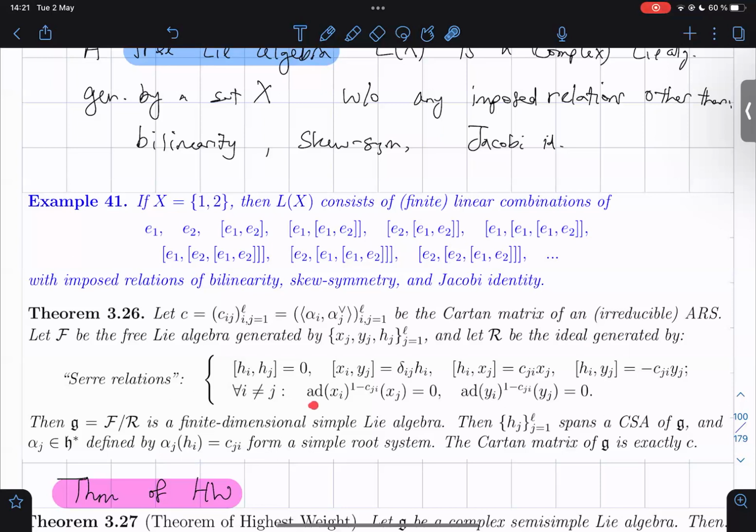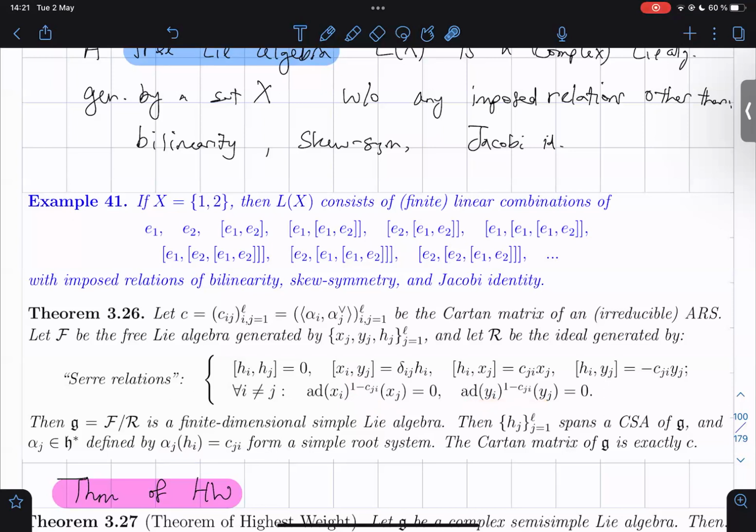And then lastly is a statement effectively about root strings. If I let the X's interact with each other, this is the raising operator corresponding to alpha i, and this is in the root space for alpha j. Then how long is that corresponding root string? After a certain number of applications, you get to 0. If I take away that 1, it's a root string of length minus C_ji, which is related to the root string stuff that we talked about earlier. Same thing with the Y's.